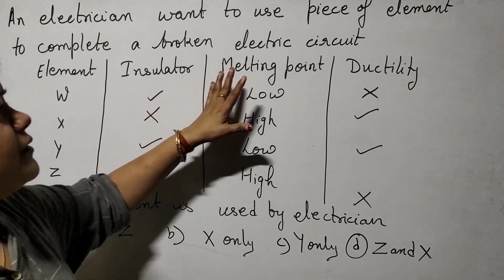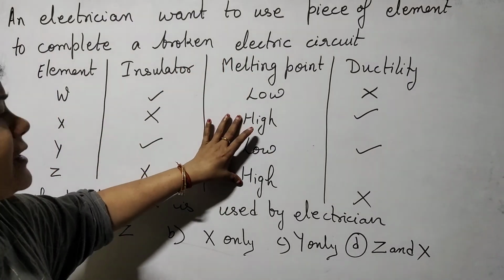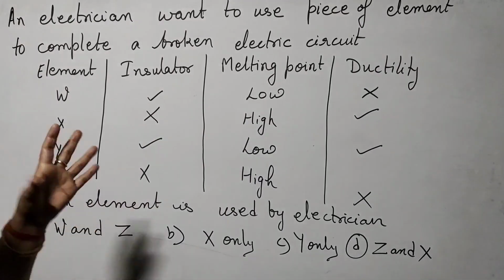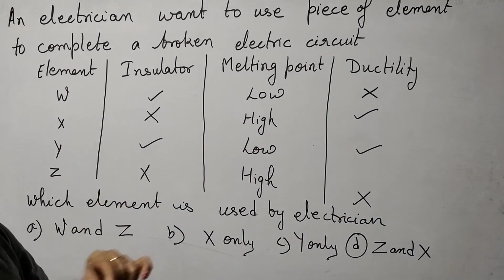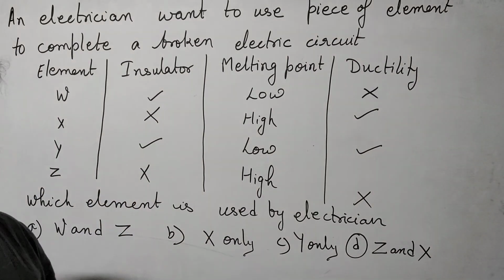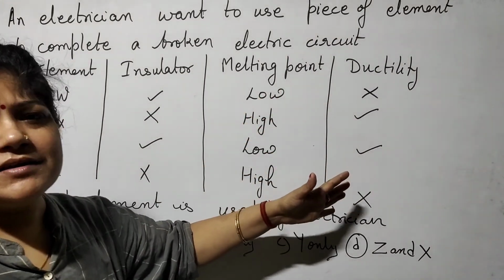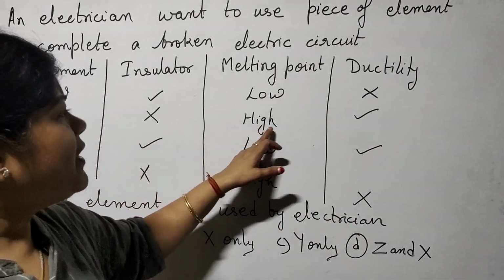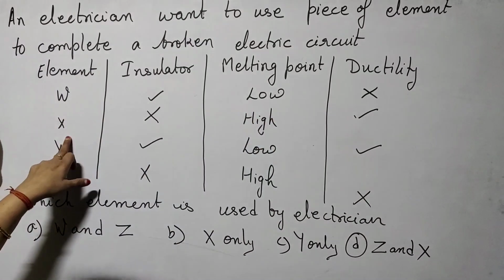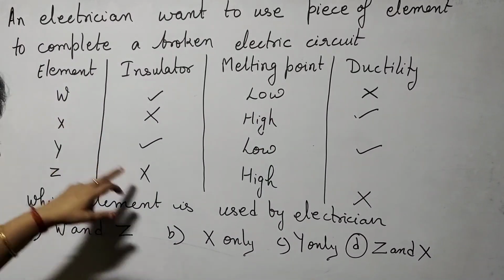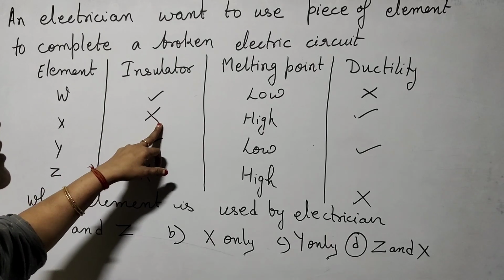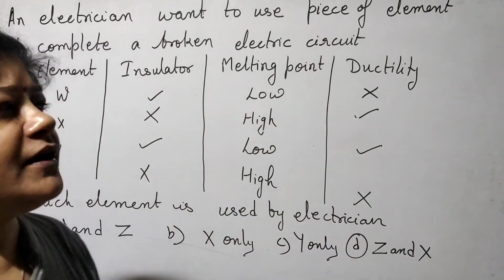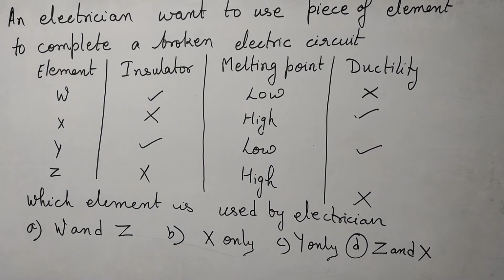And in order to complete that circuit, their melting points must be high. Okay, but the wire should be ductile. It must have a property of making wires. It must be ductile. So Z wire is not ductile, but X wire is ductile. So option number B, that is X only. That means it will not be an insulator, its melting point must be high, and it should be a ductile wire in order to complete the electric circuit.